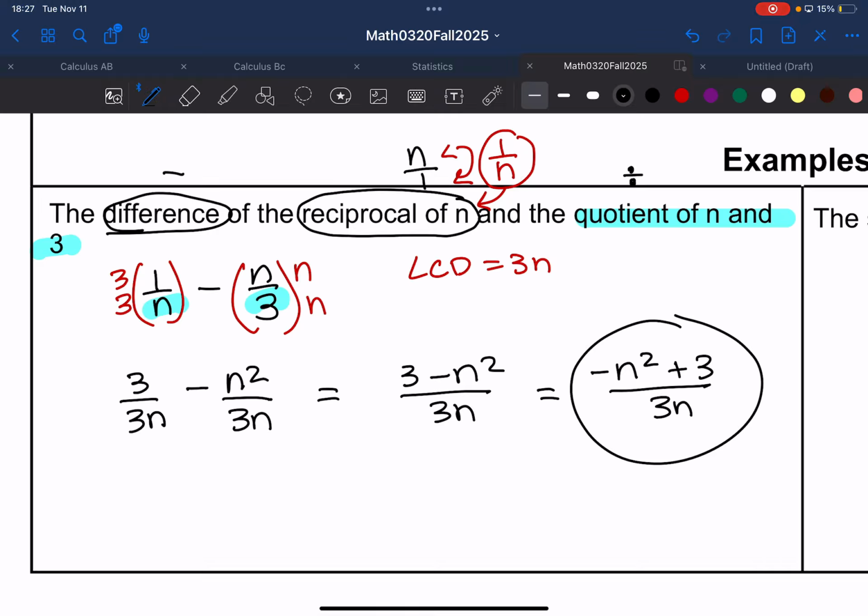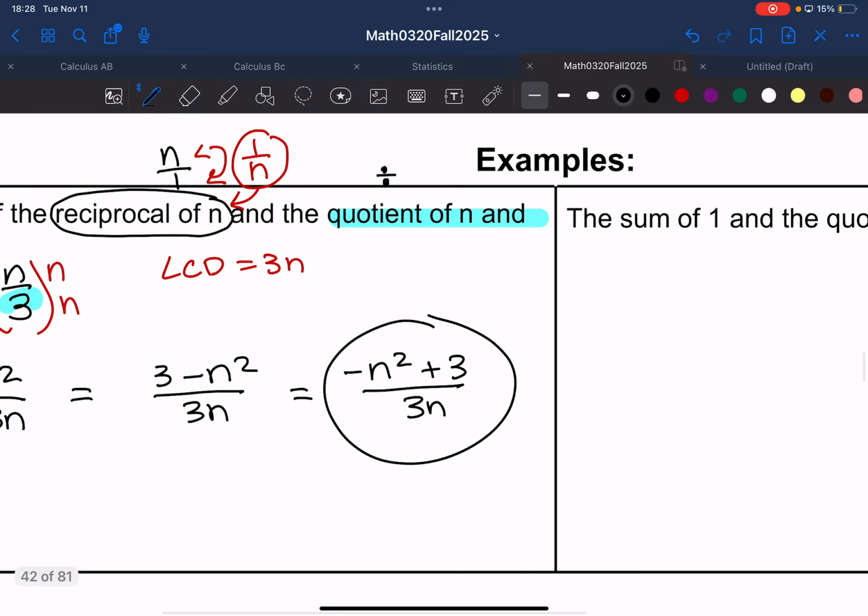Would the answer be wrong if we just left it as 3 minus n squared? No. For college algebra, that's going to depend on your teacher. For this class, it doesn't matter because we're learning the skill of subtracting rational expressions. And so if you get the skill down, it's fine. Okay. And then last one.